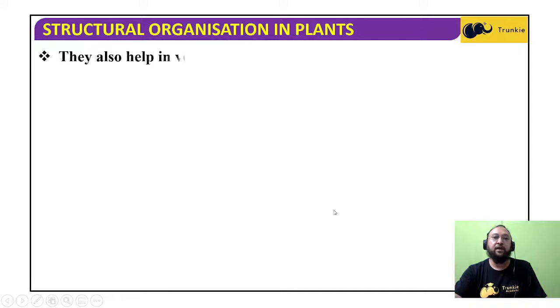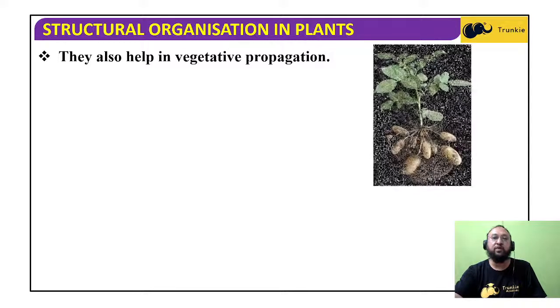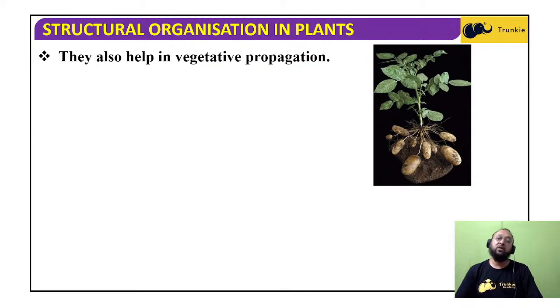They also help in vegetative propagation. As I told you, when you cut a rose stem obliquely and place the cut part a little into the soil, roots will grow from there, and a new individual plant will fully develop from that cut part. So that means it is propagating vegetatively. So it also helps in vegetative propagation.